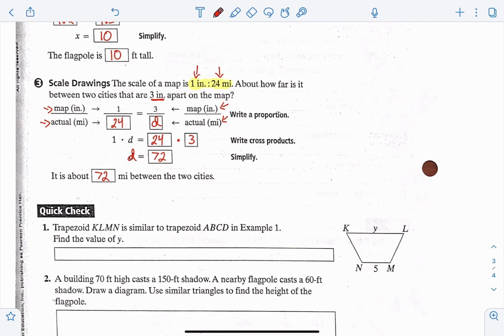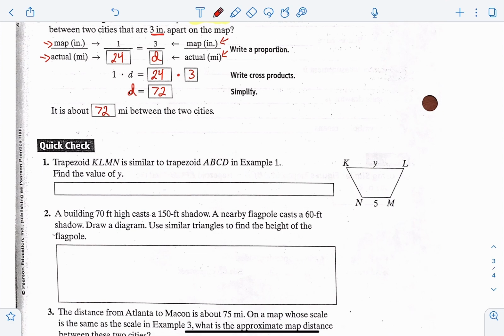All right, so for quick check number 1, they say that trapezoid KLMN is similar to trapezoid ABCD in example 1. Find the value of y. So remembering, so you don't have to flip your paper, I will draw that one again. ABCD had 6 here and 3 here.